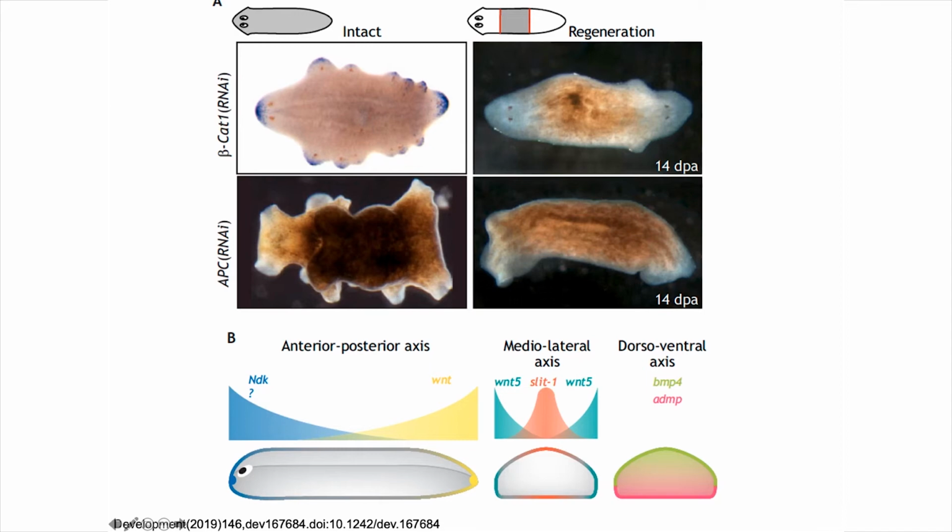Likewise, you can really mess them up by looking at APC or beta-catenin. And here you've got this poor planaria that has multiple tails, and this one has no heads. So the cell signaling is vital in embryogenesis, in signaling the right design and form of the tissue, but it's also very important in regeneration and letting the tissue know what it's supposed to be.